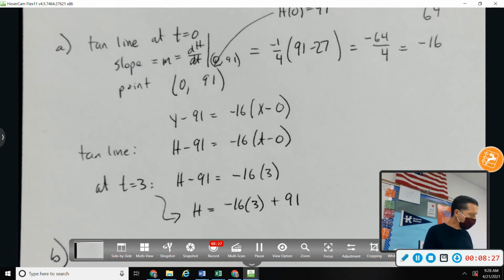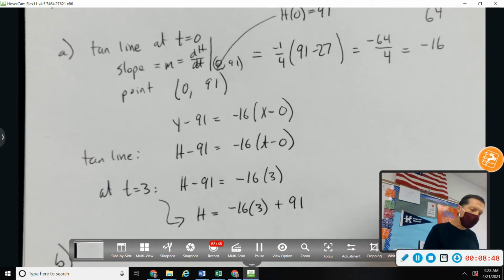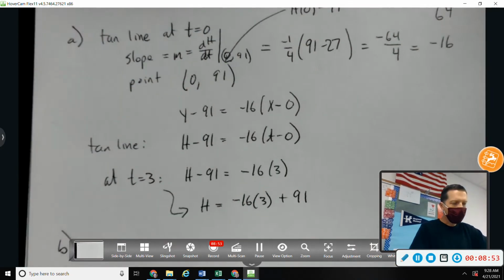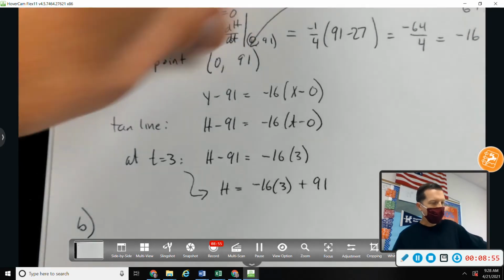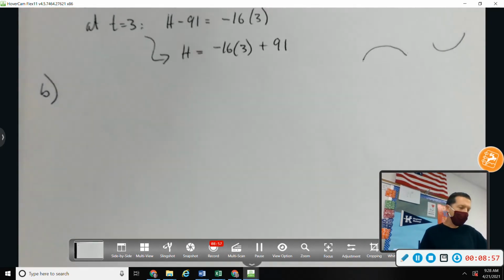Question B. Use the second derivative. Of course, we don't have the second derivative, but use the second derivative to determine whether your answer in part A is an underestimate or overestimate of the internal temperature at time 3. Okay, so overestimate, underestimate has to do with whether we're concave up or concave down. Well, before I get there, I need to figure out what the second derivative is.